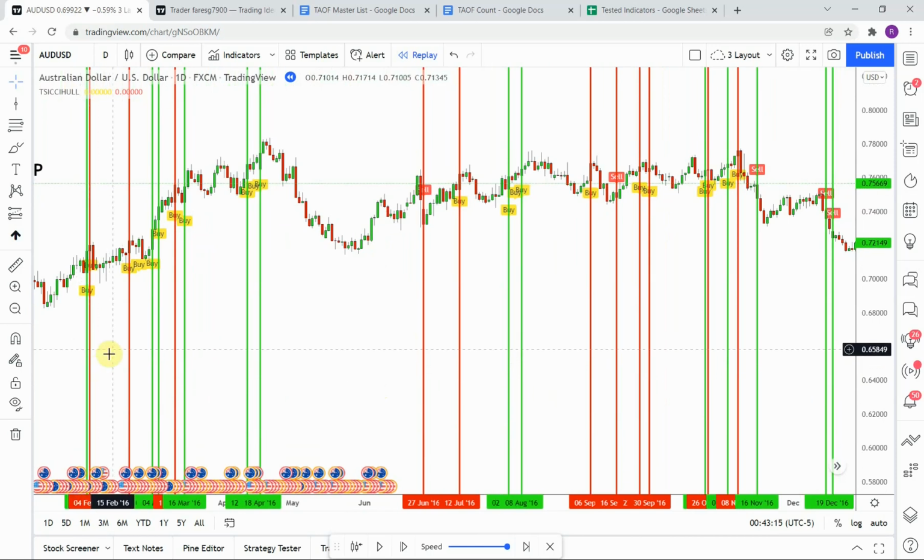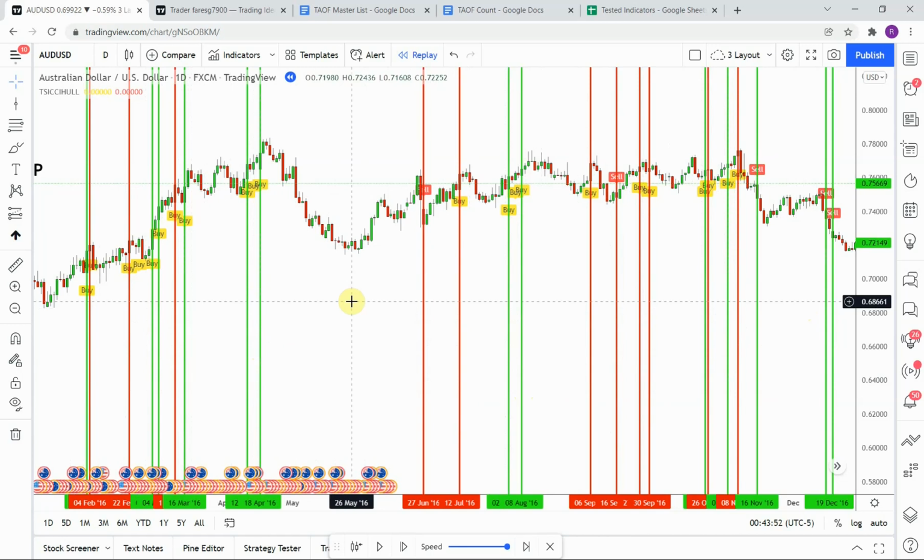So we have 1, 2, 3, 4, 5, 6, 7, 8, 9, 10, 11, 12, 13, 14, 15, 16, 17, 18, 19, 20, 21, 22, 23, and 24. So we have 24 trades altogether, and we have 1, 2, 3, 4, 5, 6, 7, 8, 9, 10, 11, 12, and 13. So that's not going to meet the 60% criteria that we're looking for.